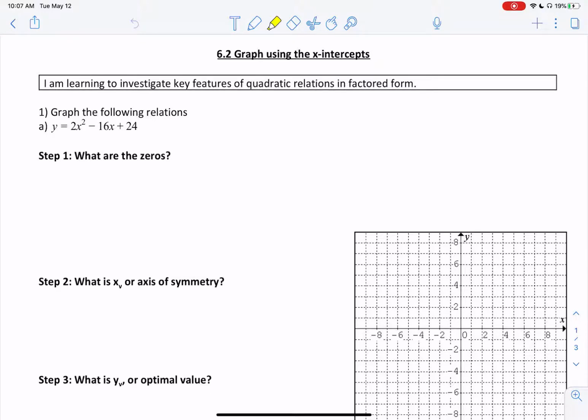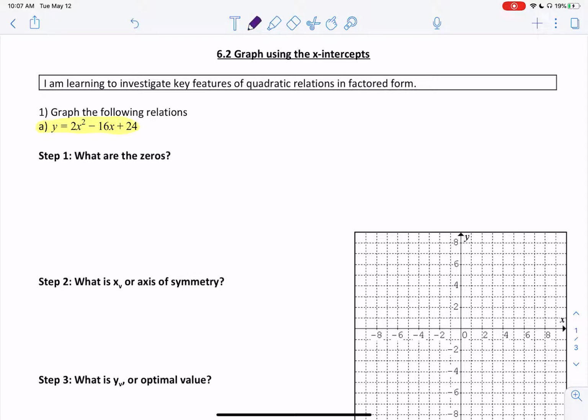For this lesson, we're going to be graphing using our x-intercepts and graphing from factored form. Last lesson, we were still using Desmos to graph from factored form, but now we'll be able to find our zeros, find our vertex, and create a graph ourselves. So we're going to start by looking at this example here.